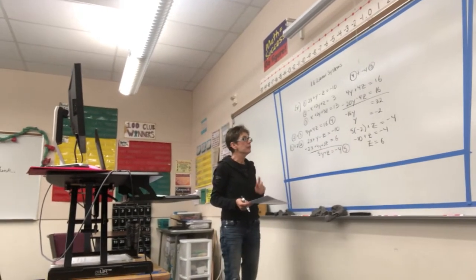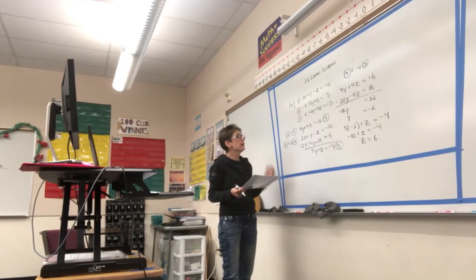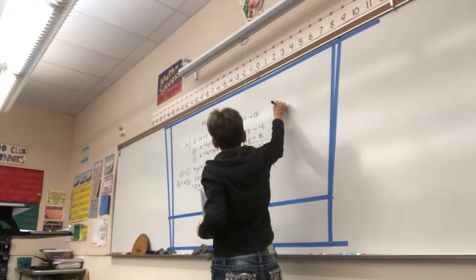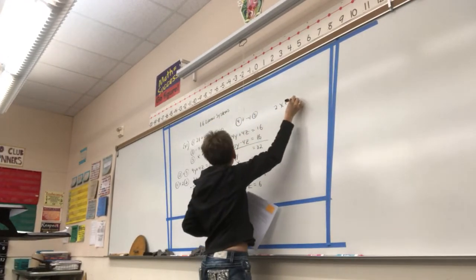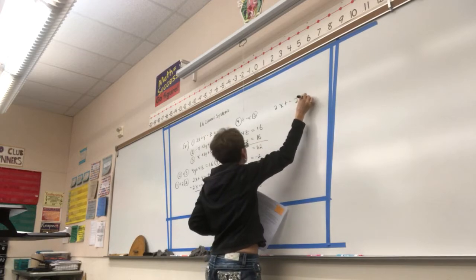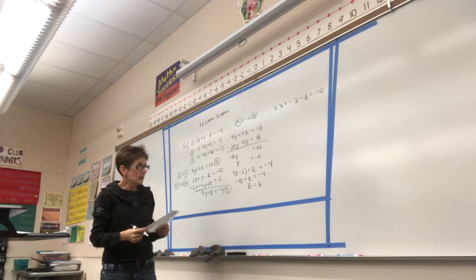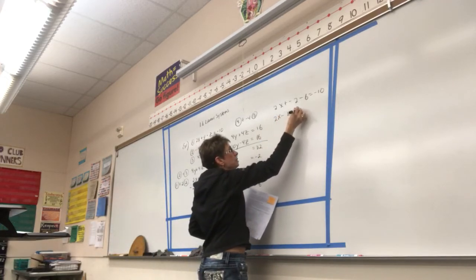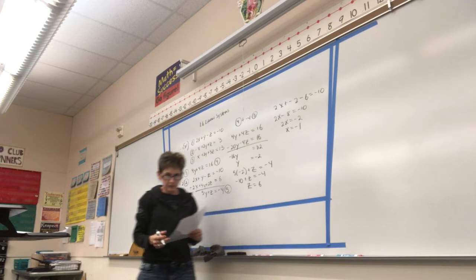I can plug those two values into any of my top 3 equations. Why don't I just go ahead and pick the first one? So I'm going to have 2x plus y is negative 2 minus 6 equals negative 10. And then I'm going to have 2x minus 8 equals negative 10. 2x equals negative 2, or x is negative 1.